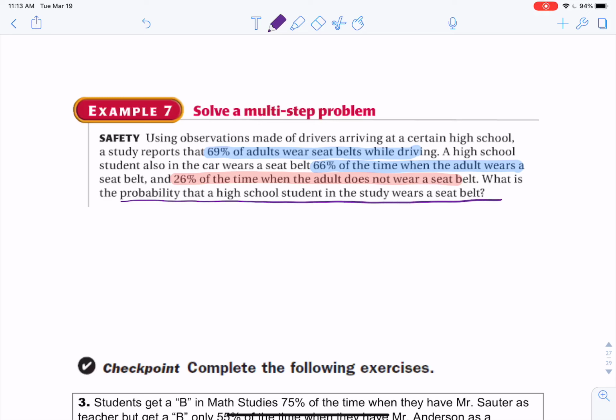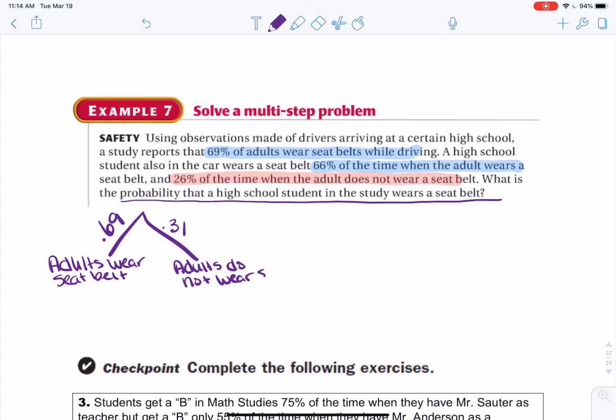So let's make a tree diagram here. So let's just start at the top. So it says 69%, so that's 0.69 of adults wear the seatbelt in the study. So what that means then, if you take 100% minus 69%, then 0.31 of adults do not wear their seatbelt.